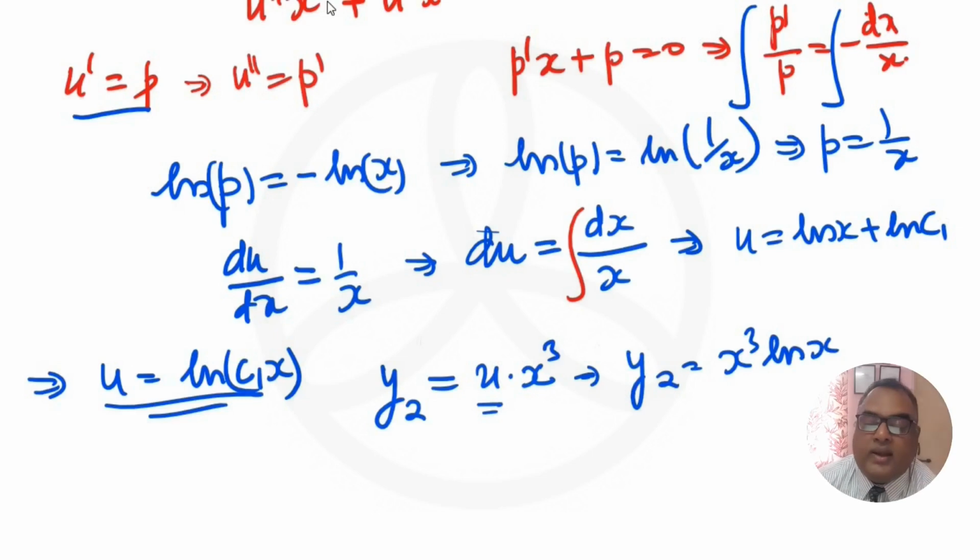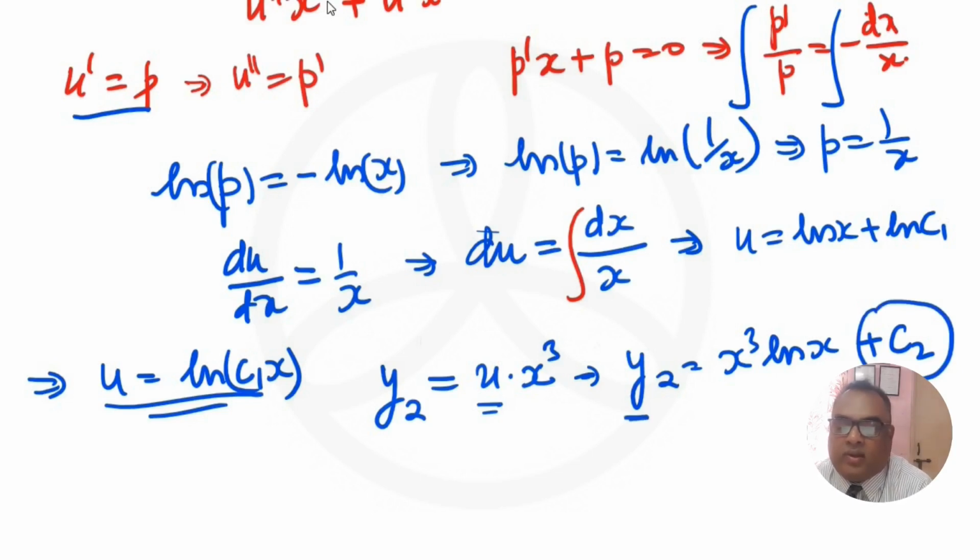But usually in case of reduction of order, when there are two distinct solutions, this constant of integration is not required, since we have our answer known. So since our first answer was known, the second answer will be y2 is equal to x cube ln x only, and this is the final answer.